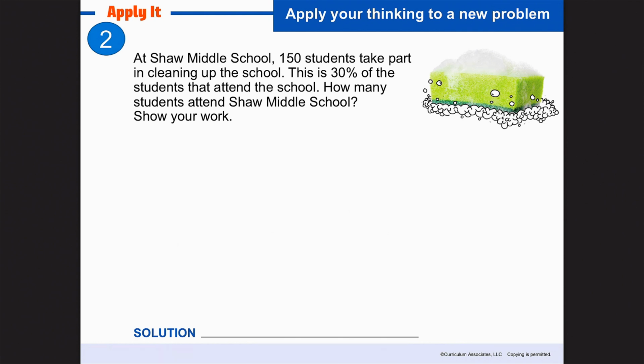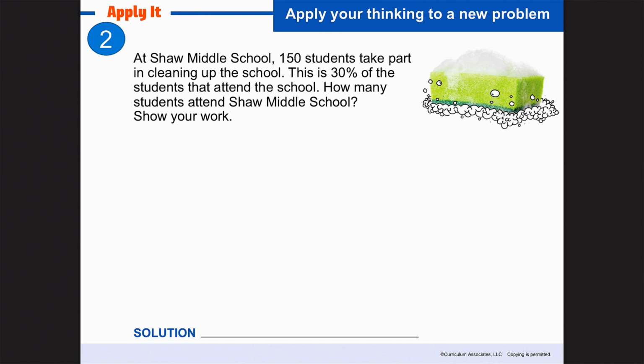Okay, let's go to number 2. At Shaw Middle School, 150 students take part in cleaning up the school. This is 30% of the students that attend the school. How many students attend Shaw Middle School? So we don't know what the total amount is. We want to know how many students there are total. We know that there's a portion of them. Some of them clean the school. We want to know how many there are total.